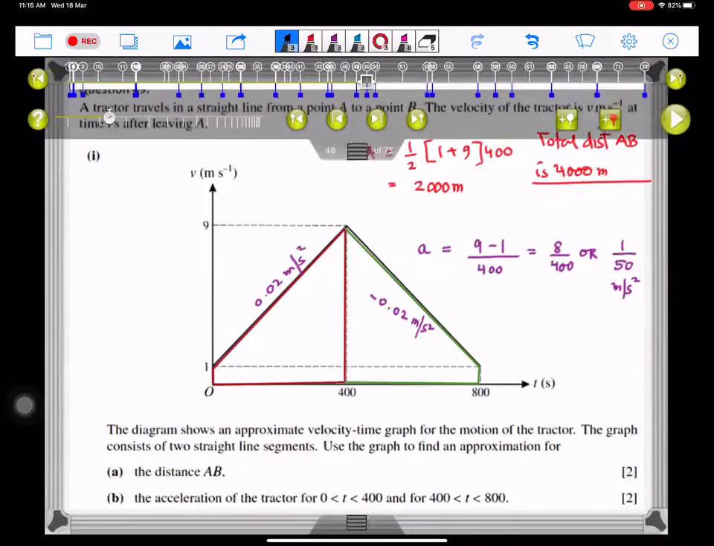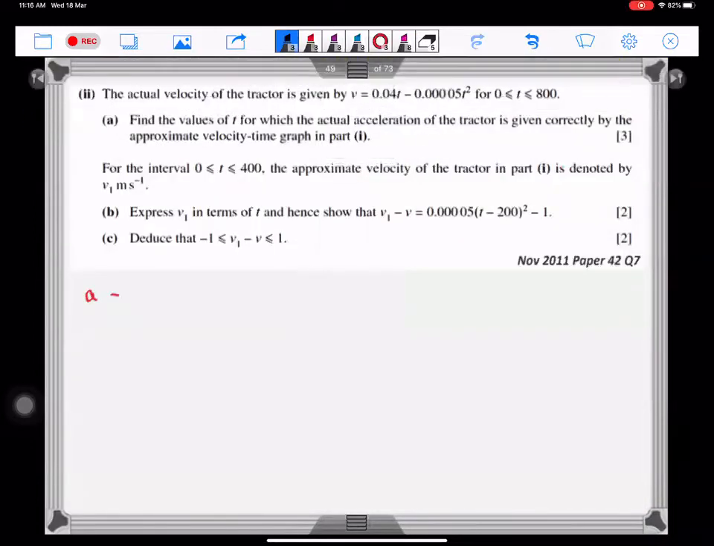For the next part, what does it say? The actual velocity of the tractor is given by v is such and such for 0 till 800. So for the whole journey of 800 seconds, it's following one single equation. Find the values of t for which the actual acceleration of the tractor is given correctly by the approximate velocity time graph. What does it mean?